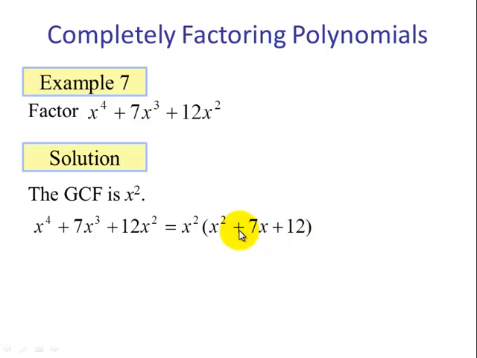C is positive, B is positive, so both factors will be positive. So what two numbers multiply to give me 12 and add up to be 7? Well, that would be 3 and 4. So therefore, our final answer is x squared times the quantity x plus 3 times the quantity x plus 4.